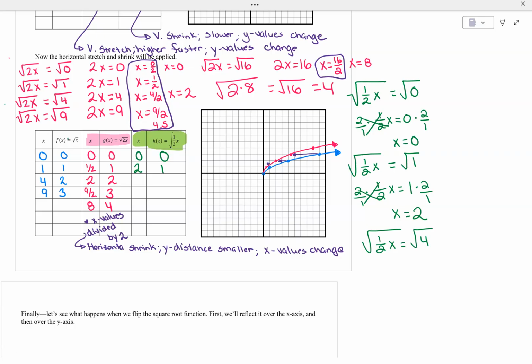Okay, so again, the next one would be square root of 1/2 x equals what to give me 4? So 1/2 x gives me 4. So what number could I take half of?